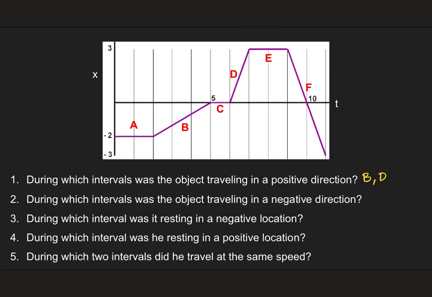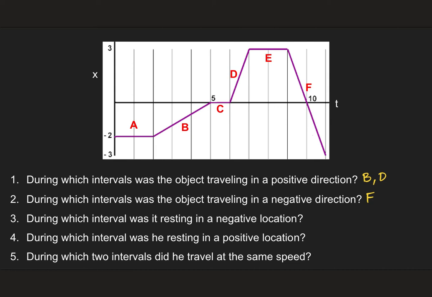Second question, during which intervals was the object traveling in a negative direction? Negative direction means negative slope. So in which of these segments do I have a negative slope? Really, the only one is F.